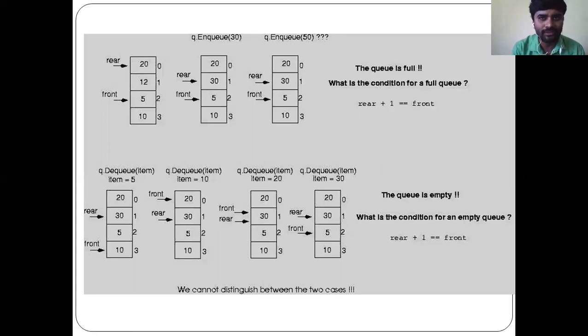Now the present slide shows the rear and front condition of the enqueue of 30. We want to add 30, and enqueue 50 at location 1. So the queue is full. What is the condition for a full queue? Rear plus 1 equals front. That is fine.